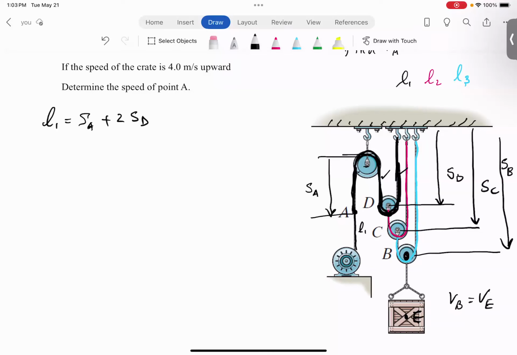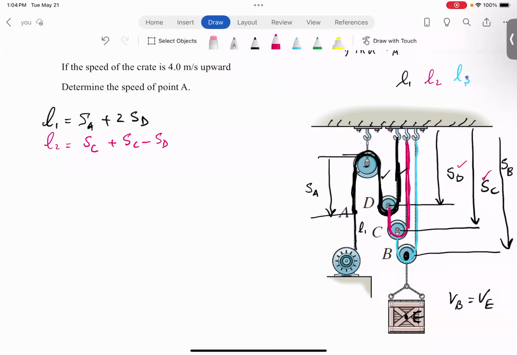All right. So let me now write the equation in red for rope number 2. So this piece, as you can see, is S sub C. But now look what happens here. What about this piece here? This piece actually is the difference between S sub C and S sub D. So that makes it interesting. So let's hold on to that too.